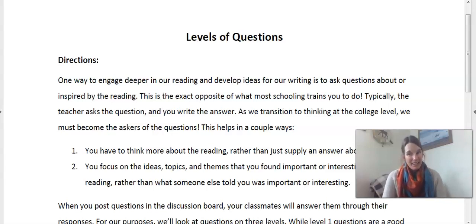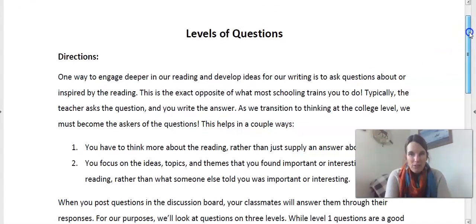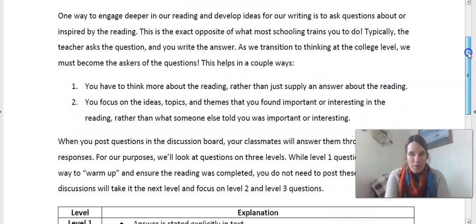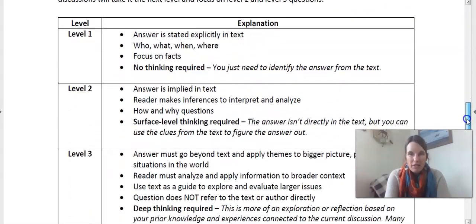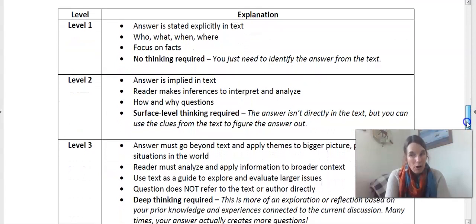Now, in the very beginning, it takes a little getting used to, kind of flips the paradigm because as students, you're used to answering the questions. And now you get the opportunity to write the questions. So review this assignment that's posted on Blackboard so that you can get a little bit of background in the directions. But more specifically, I want to go down here and talk about what the different levels are.